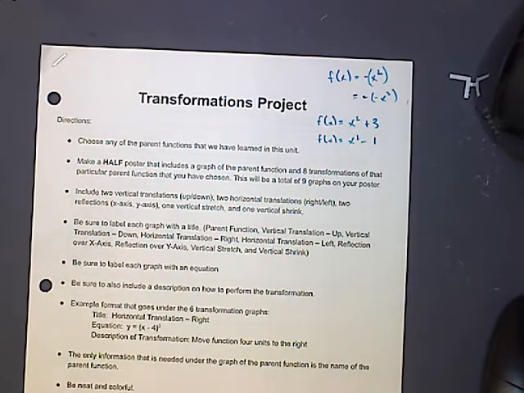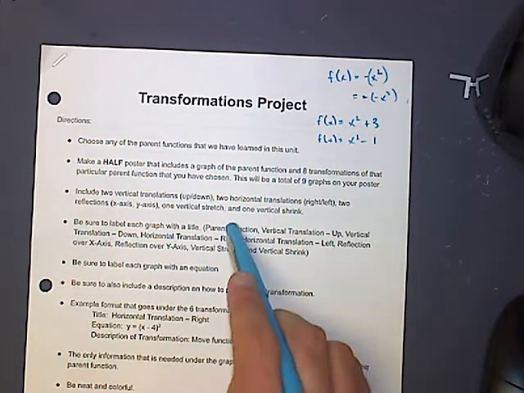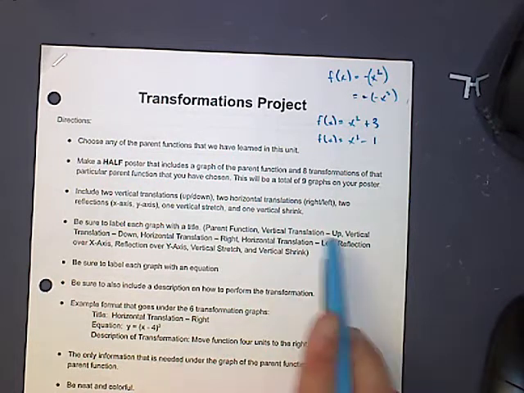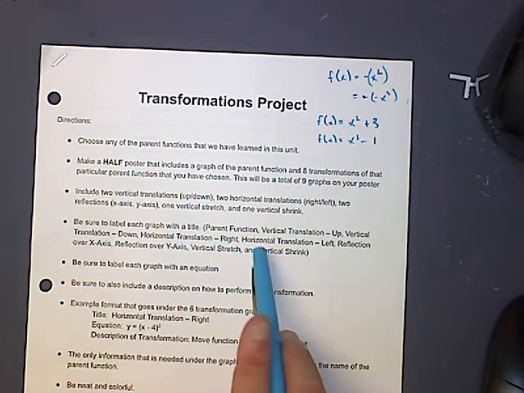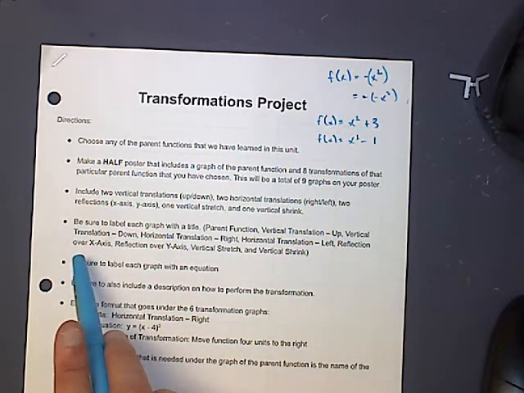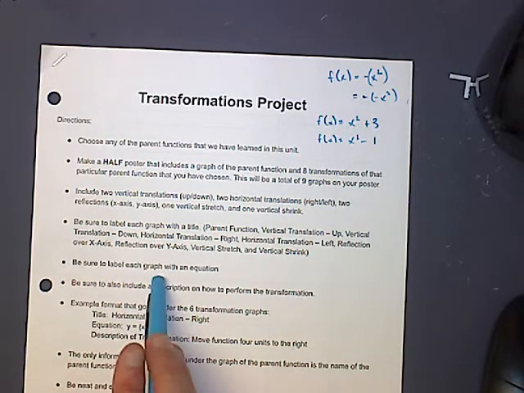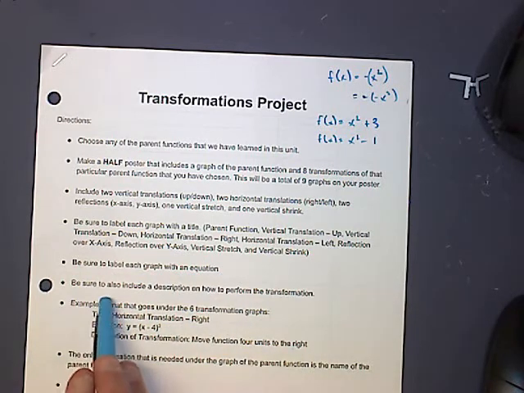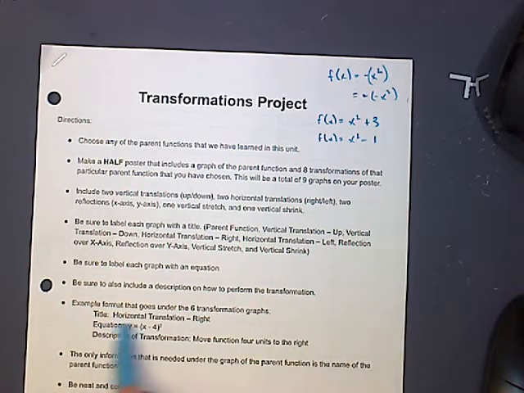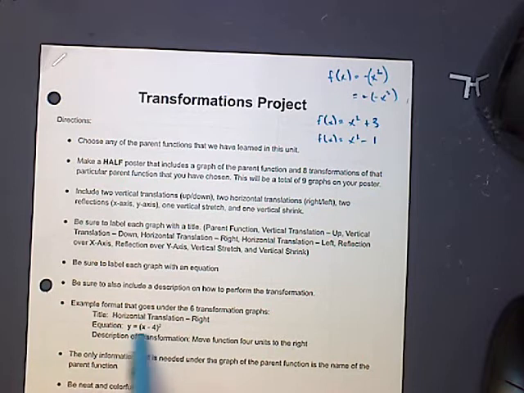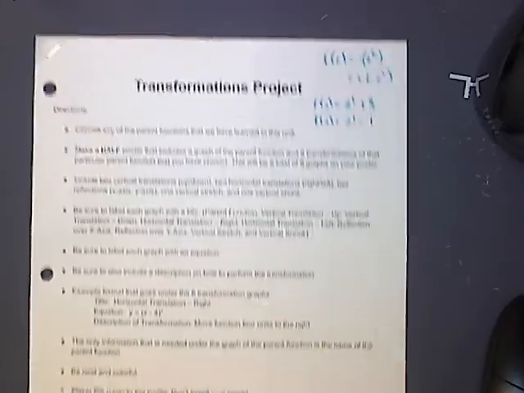1 vertical stretch and 1 vertical shrink. Very important: be sure to label each graph with a title. Parent function, that should be the first graph. Then vertical translation up, vertical translation down, horizontal translation right, horizontal translation left, reflection over x-axis, reflection over y-axis, vertical stretch, and vertical shrink. Be sure to label each graph with an equation. Be sure to also include a description of how to perform the transformation. Here's a great example. Title: horizontal translation, right. Here's an example equation. Description: move function 4 units to the right. That's what I'm asking for under the picture.